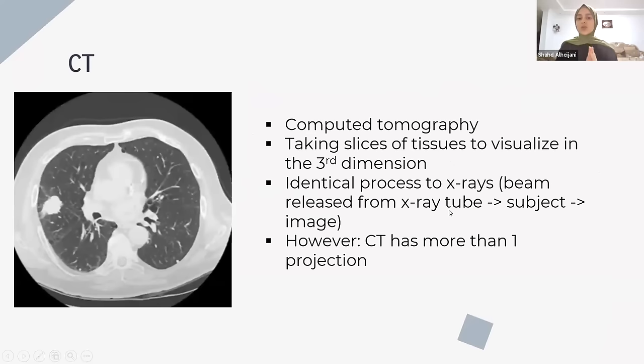What does that mean? When we're talking about X-rays, you're seeing everything from a flat surface. You're seeing, for example, an anterior view or posterior view, and you're only looking at a 2D image. So if you see any mass or any tumor, you can only see that it's at the top, or in the middle, or at the bottom, but you can't specify the location of the tumor.